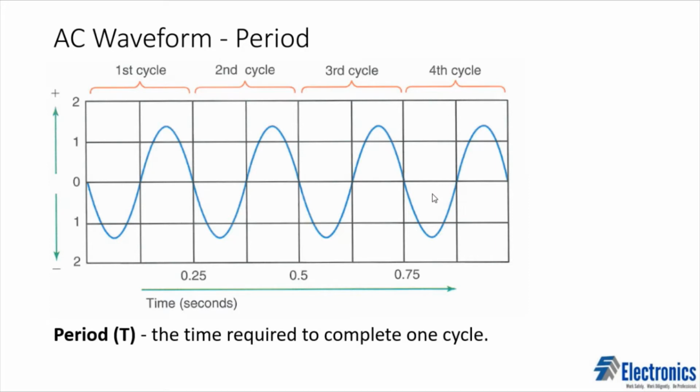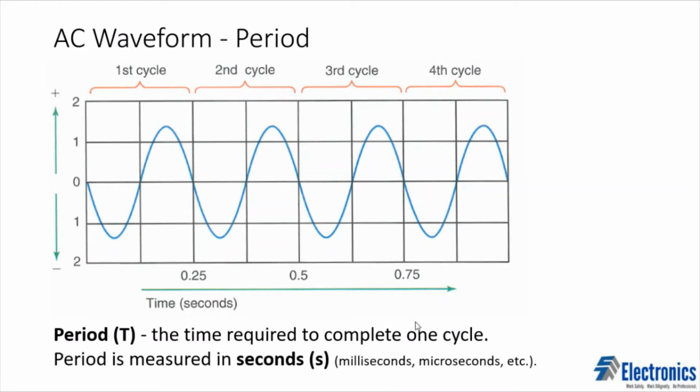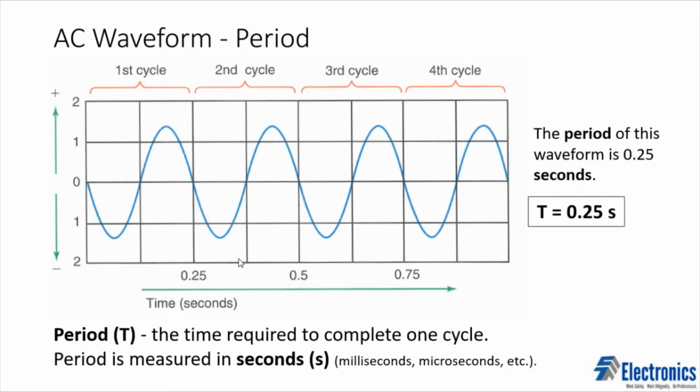Period, which we use the capital letter T, is the time required to complete one cycle. So the time to just do this one cycle. Period is measured in seconds. In this case, this one cycle, if we look at our units, is 2 divisions long, which would be 0.25 seconds. So the period of this waveform is 0.25 seconds. In other words, our period equals 0.25 seconds.